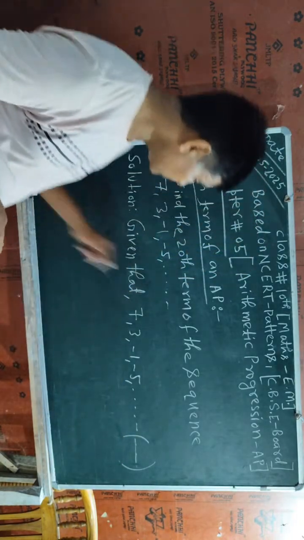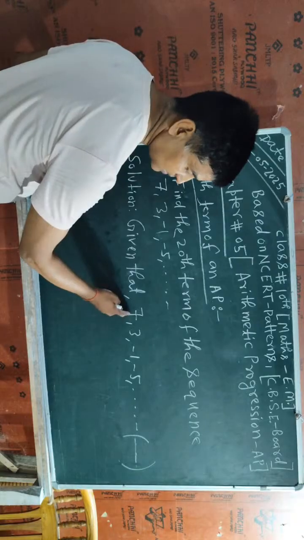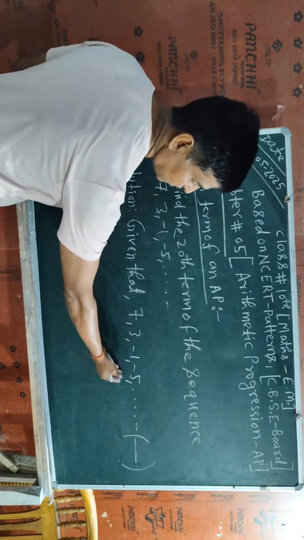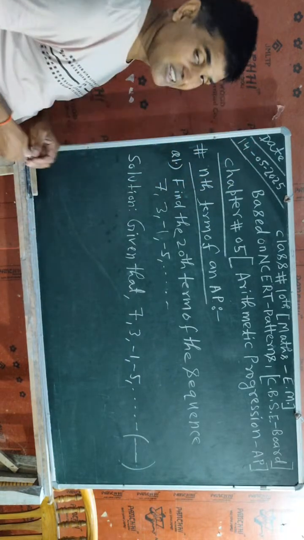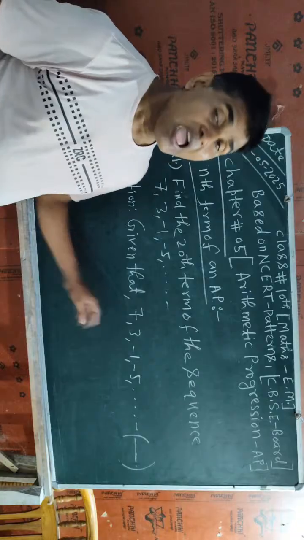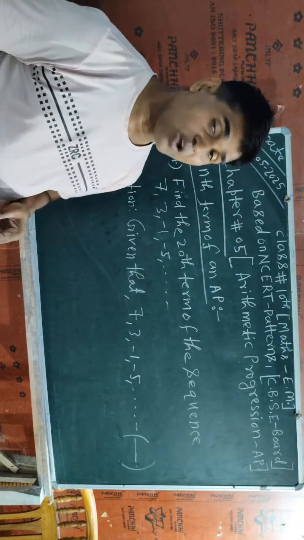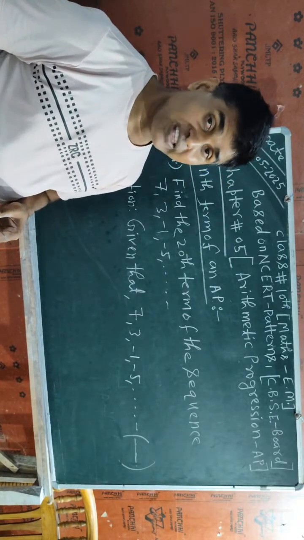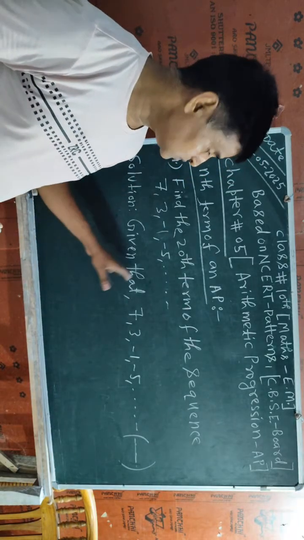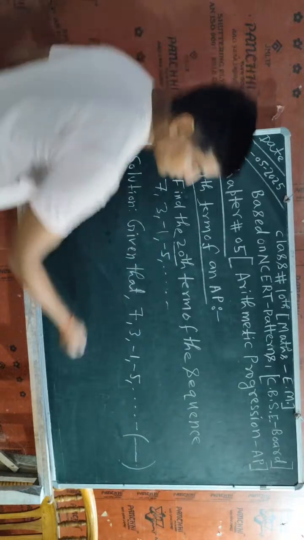Okay students, so we have to apply that concept. First of all I will assign the value 7 to a1, the value 3 to a2, minus 1 to a3, and minus 5 to a4. After assigning the values, I will take the common difference of two consecutive numbers, and if all the common differences have the same value, then I will say that the sequence is an arithmetic progression. Then I will use the formula for calculating the 20th term. After calculating, I will substitute here.